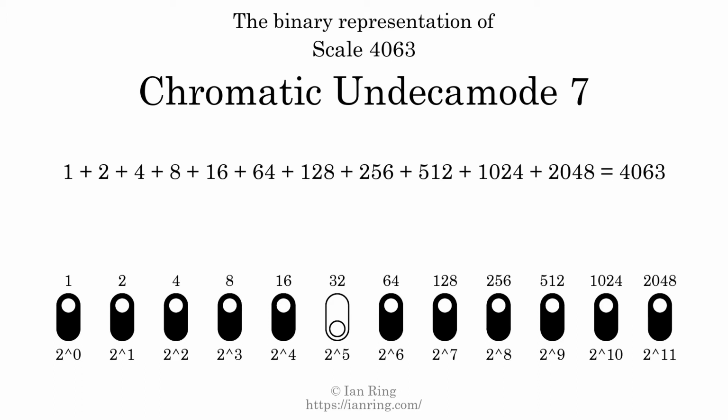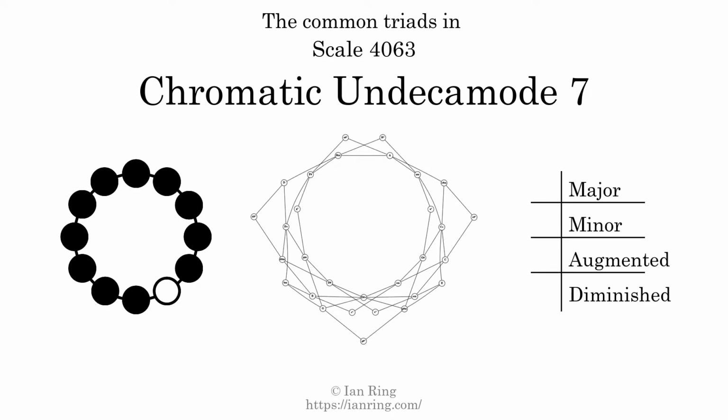The scale number not only enumerates the scale with a unique index, but it also literally describes the tonal content of the scale. Represented as a binary number in base 2, the scale number is 111111011111. Here are the common triads present in this scale.